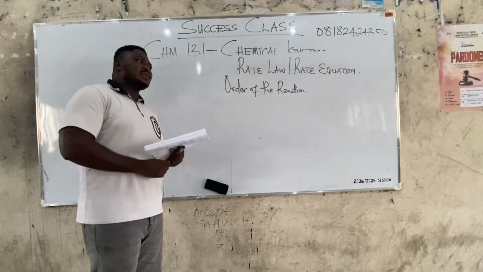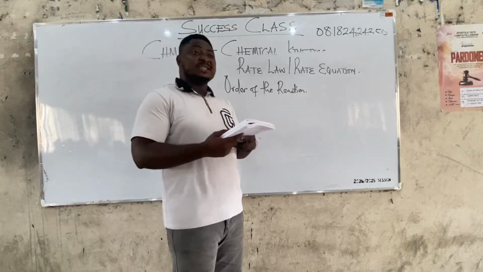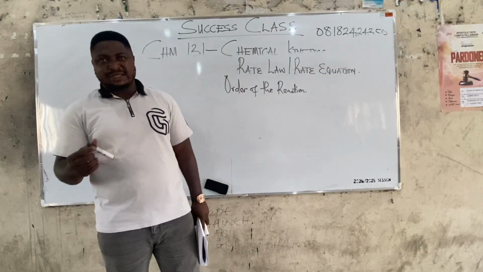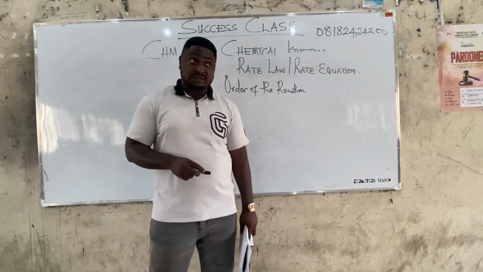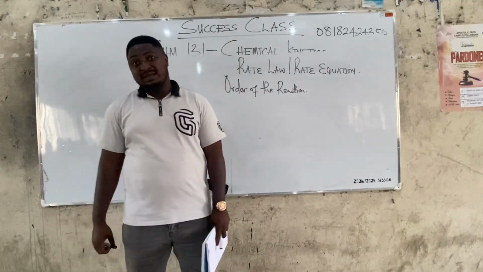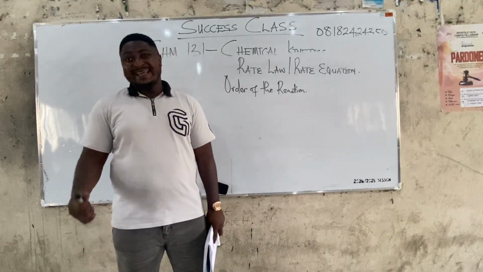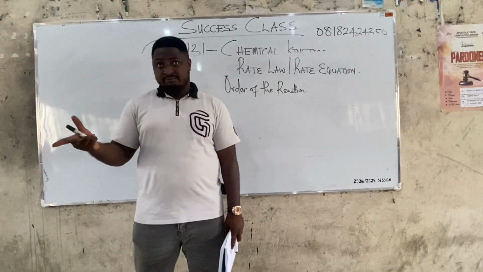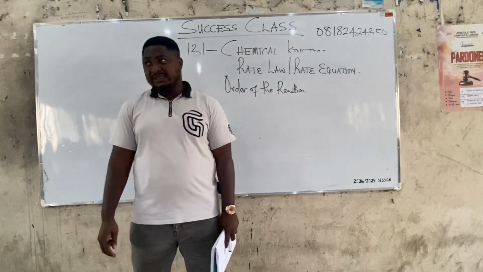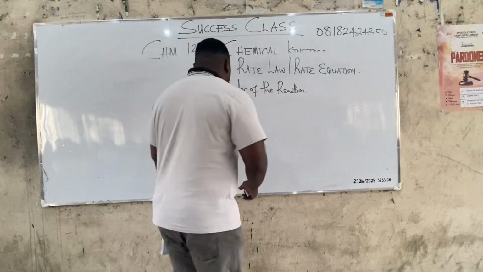Rate law states that the rate of the chemical reaction is proportional to the concentration of the reactant species raised to the power of an exponent. The exponent is known as the order. Exponent means a power, an index. And that index is the power.